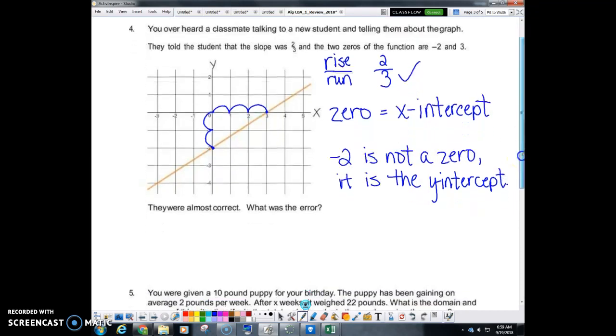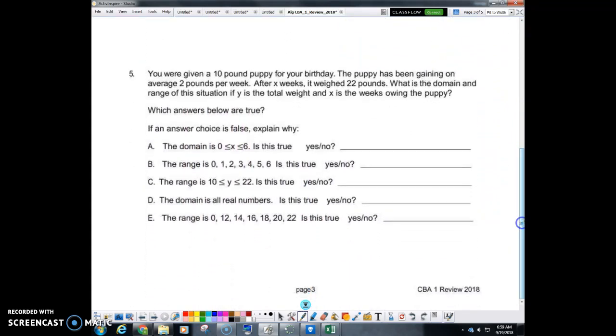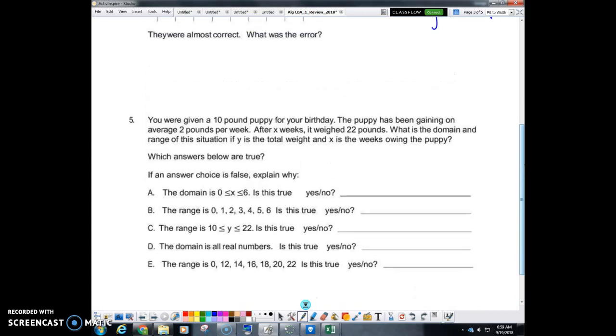Alright, so let's look at number 5. You were given a 10-pound puppy for your birthday. The puppy has been gaining on average 2 pounds per week. After X weeks, it weighs 22 pounds. What is the domain and range of the situation if Y is the total weight and X is the weeks owning the puppy? So I'm going to make a little table.